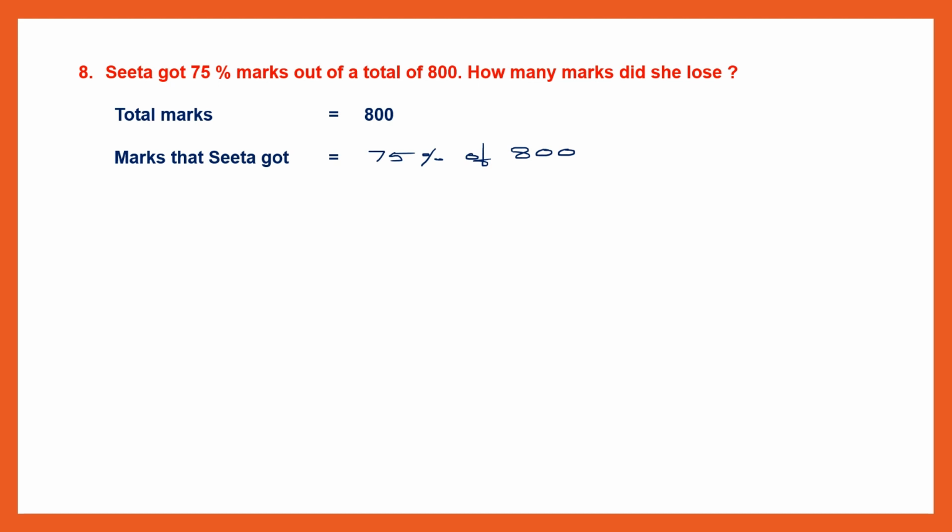So she got 75% of 800. Now how much is that? 75% means 75 by 100 of is into, and we have 800. So 75 by 100 into 800. Let's cancel two zeros here, two zeros here. That's it. Now multiply the numerators. That is 75 into 8. 8 fives are 40, carry 4. 8 sevens are 56 plus 4 is 60. That's 600. So the marks that Sita got is 600.